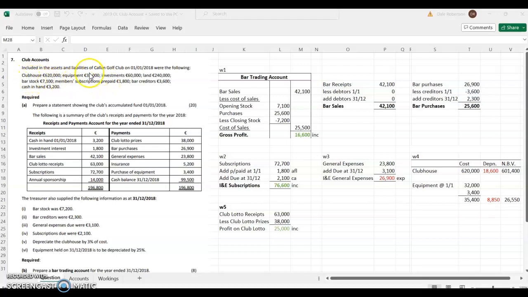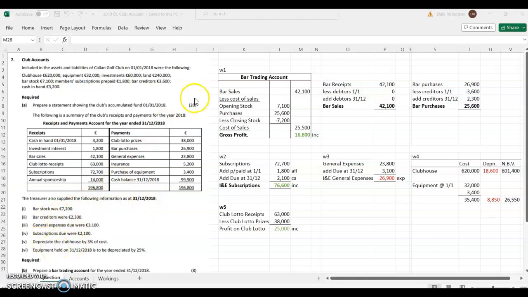Up the top sentence, we have all of the assets and liabilities at the start of the year. Then in our receipts and payments account, we have all of the money in on the debit side and all of the money out on the credit side. And then at the end of the year, we have all of the adjustments on the 31st of December down at the bottom at the end of the year.